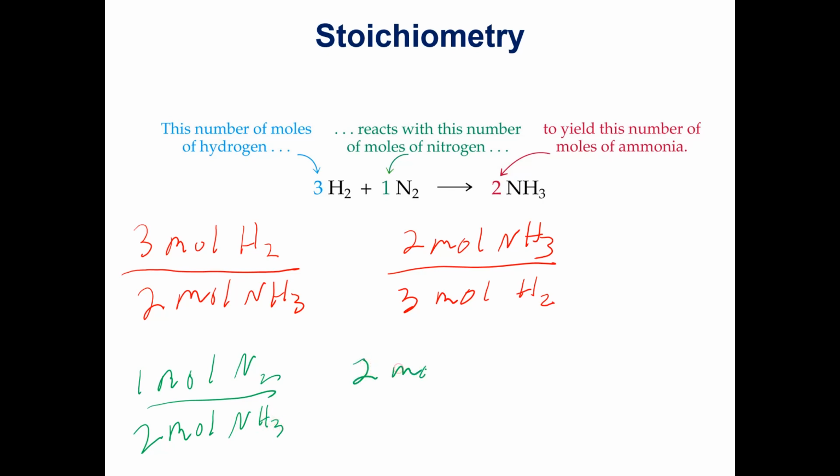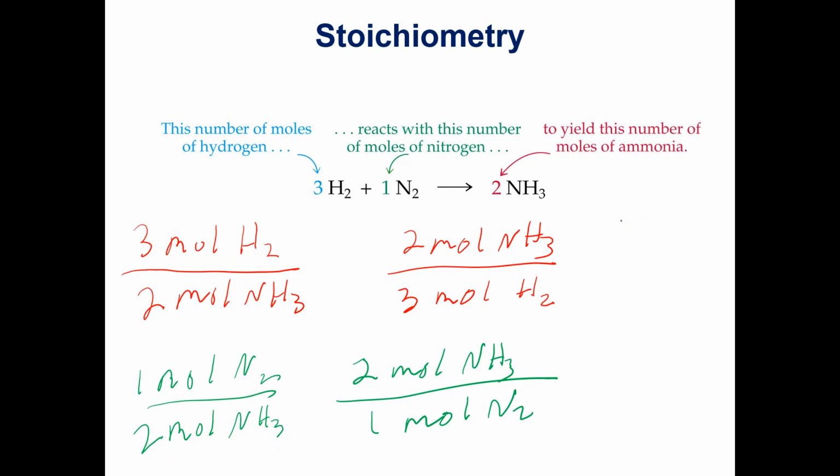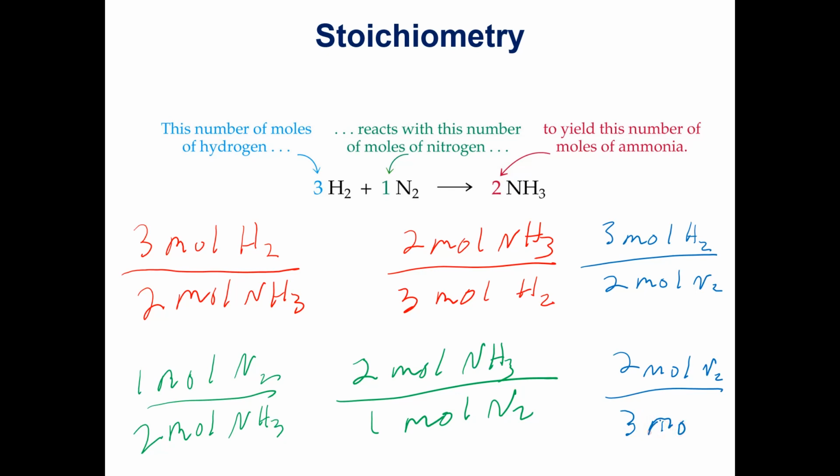Or I could write, if I want to write a conversion factor between the two reactants, I can write this as, or I could write, so I can get several different conversion factors from this reaction depending on what I have and what I want.